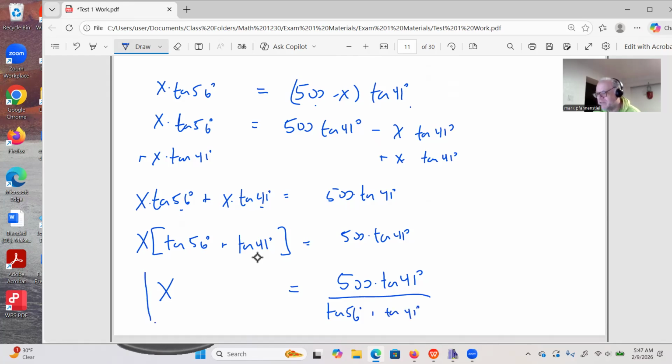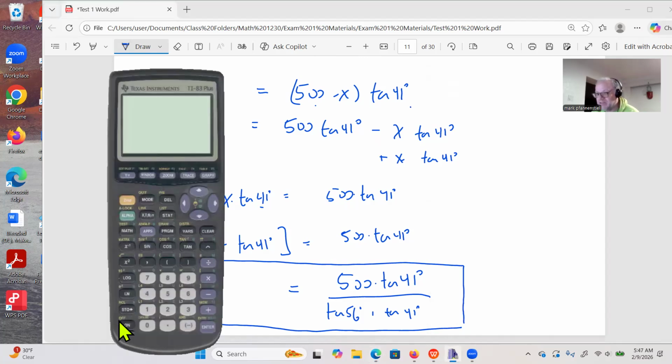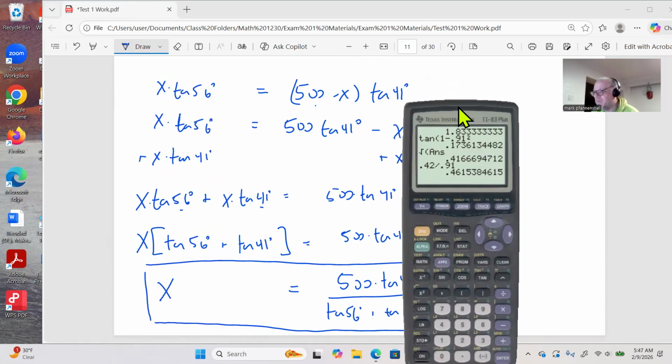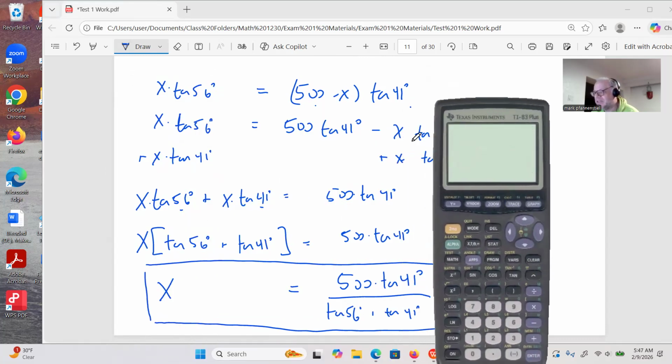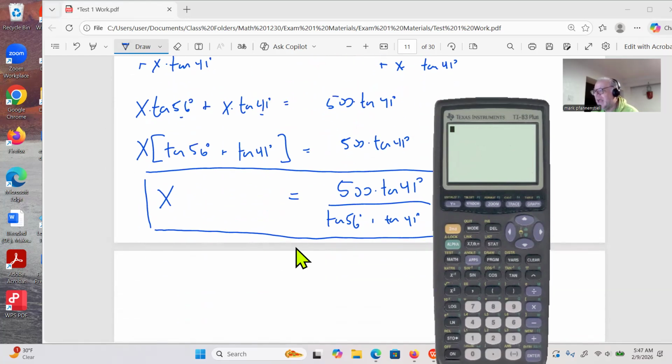We're going to put this in our calculator so we know what X is after this. Here we have a result, and all of these are numbers. You will have calculators. You do not have to look these numbers up. You certainly wouldn't have memorized these numbers, because why would you care what the tangent of 41 degrees is? I wouldn't.